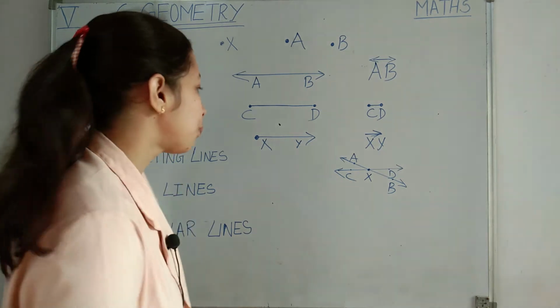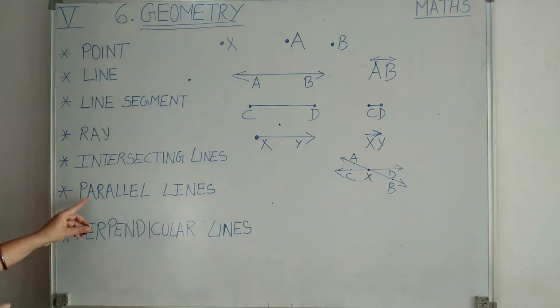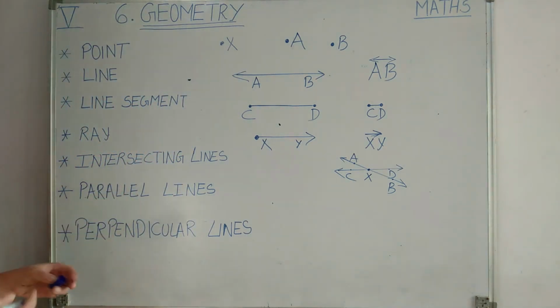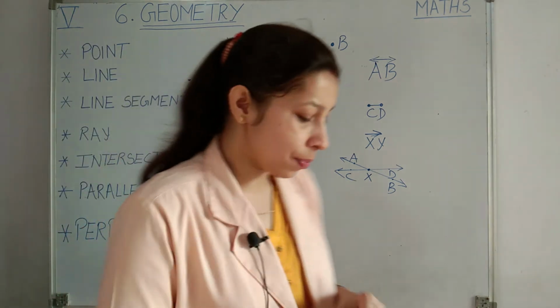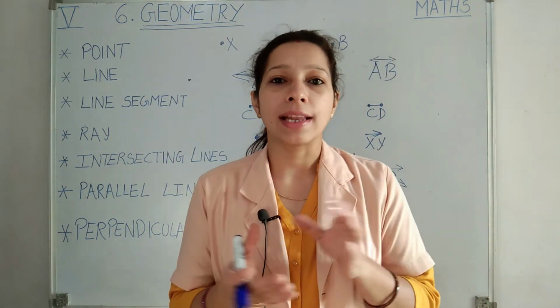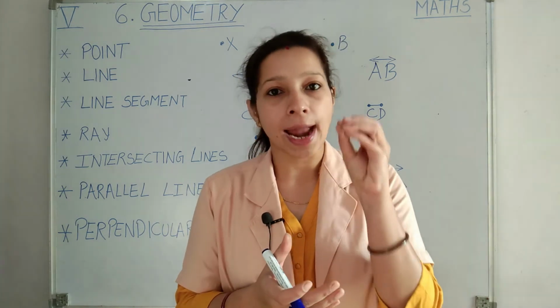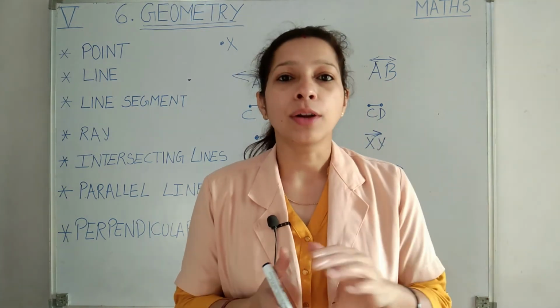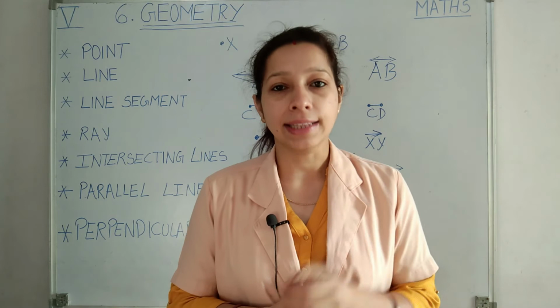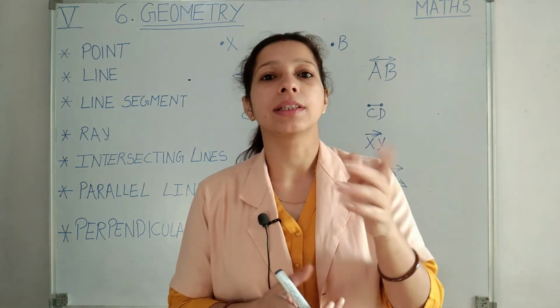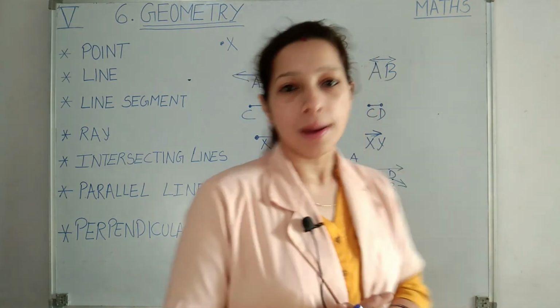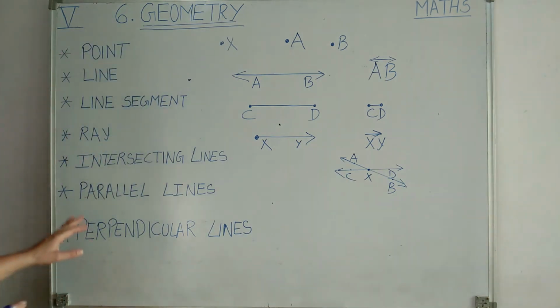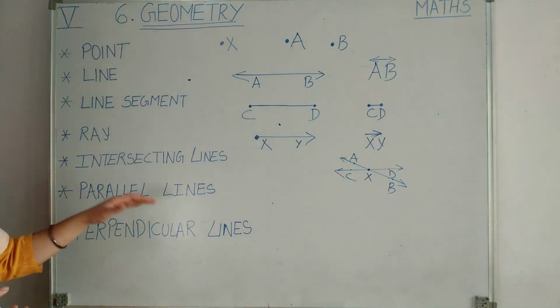Clear, students? Okay, now next point is the proper definition of intersecting lines. When two lines or line segments cross each other and meet at the same point, those two lines are known as intersecting lines, and the point where they are meeting is known as the intersection point. Okay, next item is parallel lines, students.